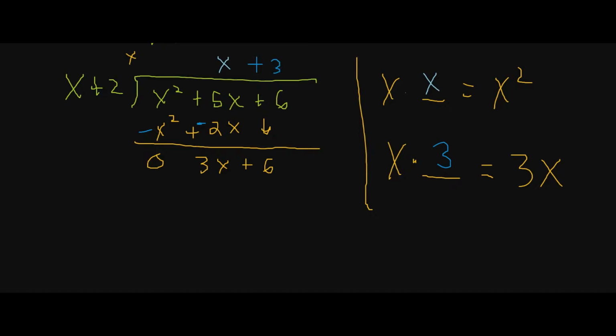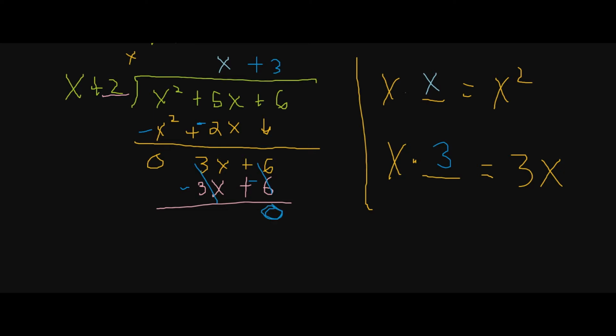Now we just proceed like we did before. What's x times 3? That's going to give me 3x. And then what's 2 times the 3? That's going to give me 6. Just like before, we'll flip the signs on these. We get 3x plus negative 3x is 0, so that's gone. And 6 minus 6, this is gone. So we get a remainder of 0, which is great.